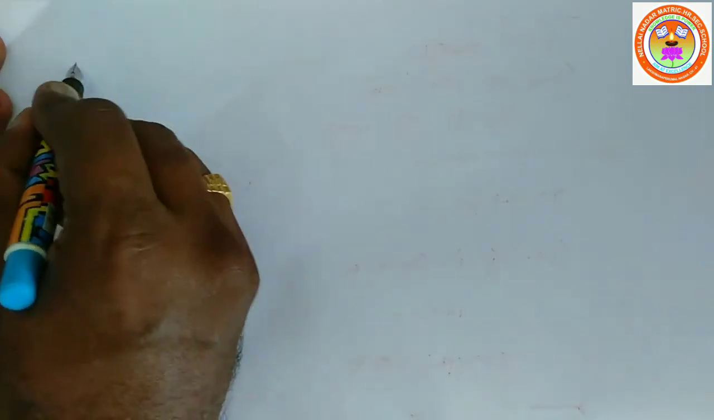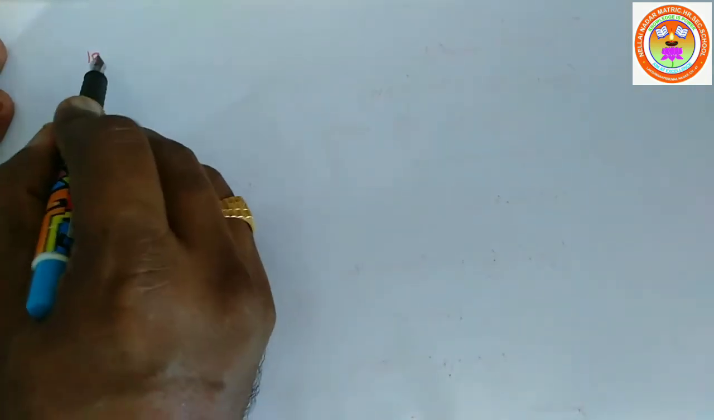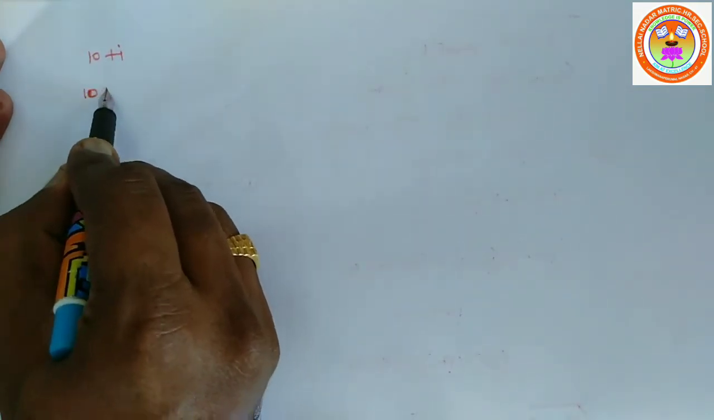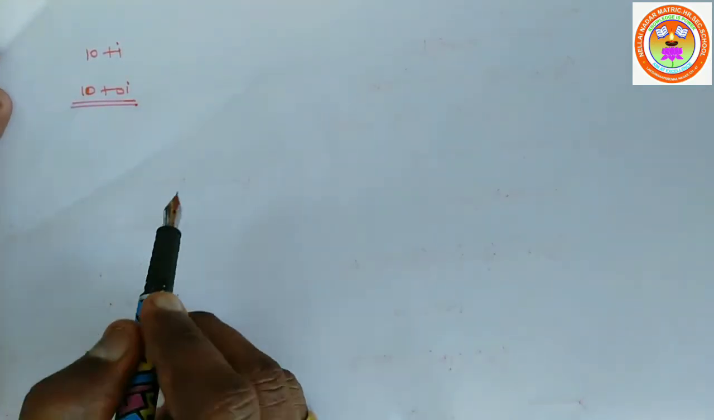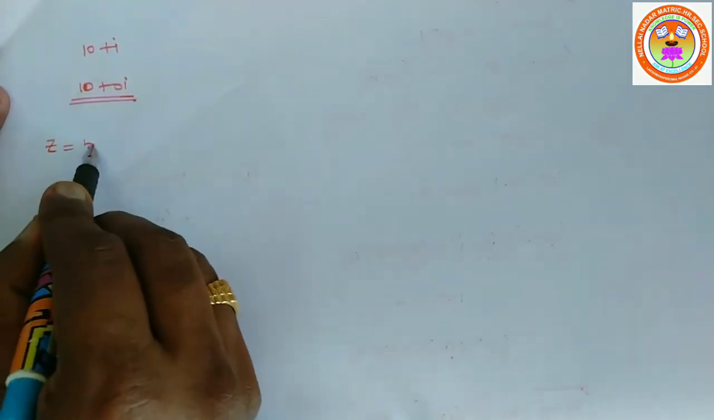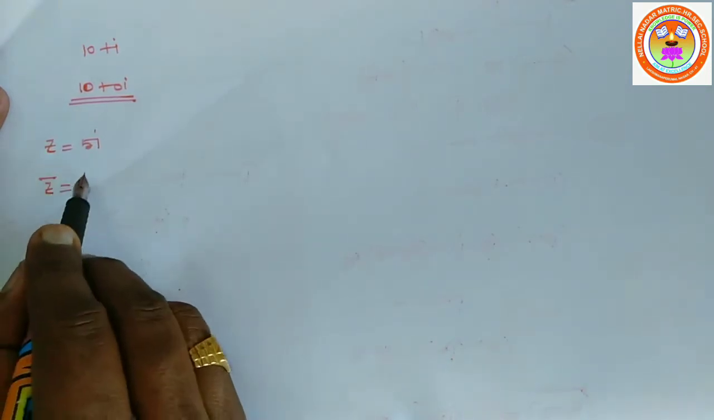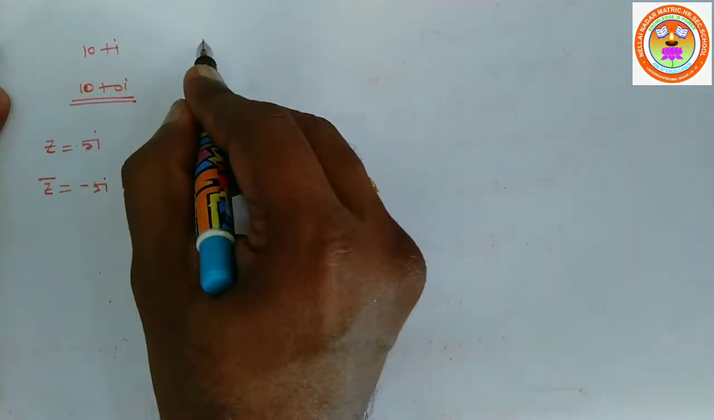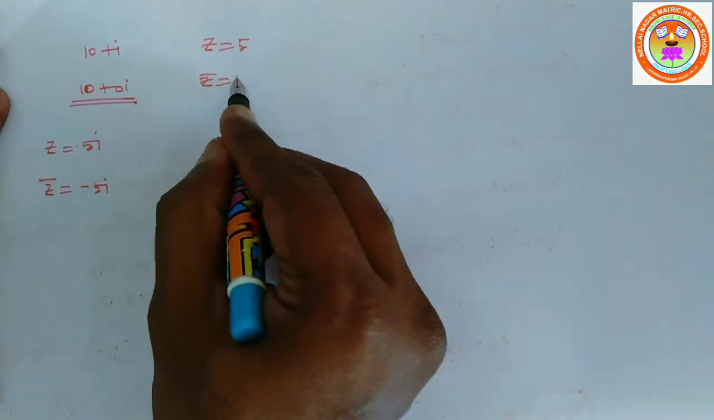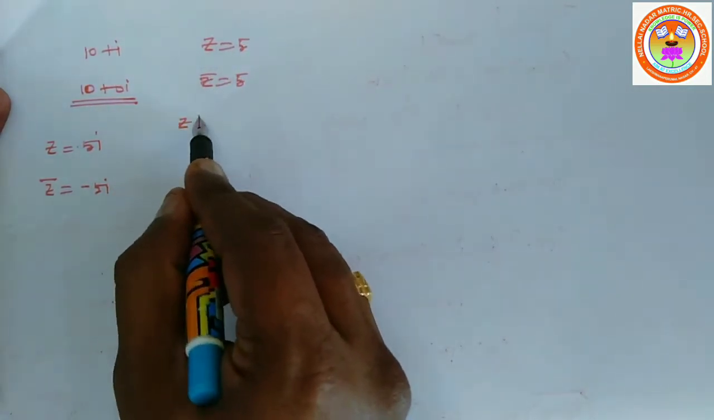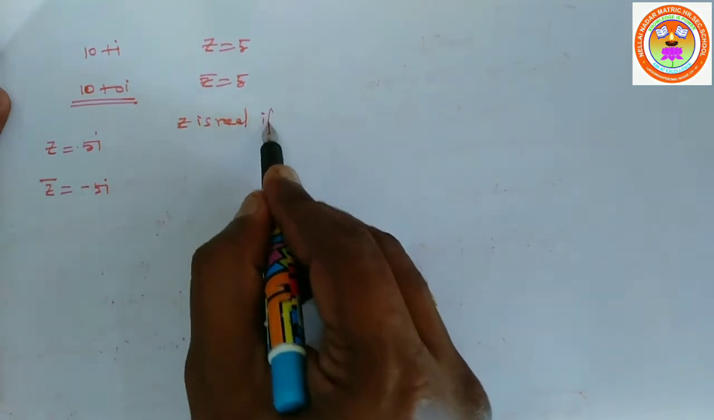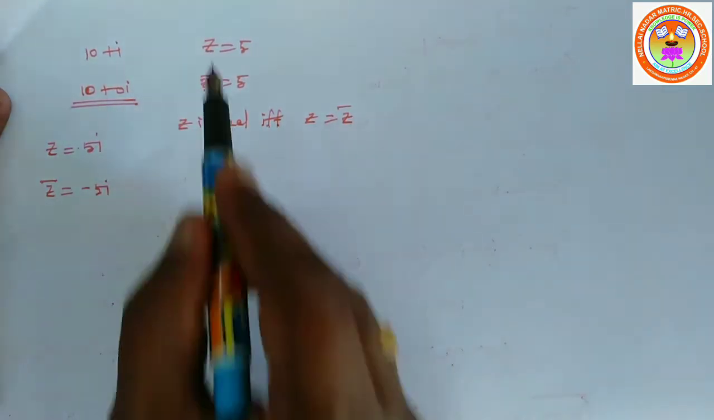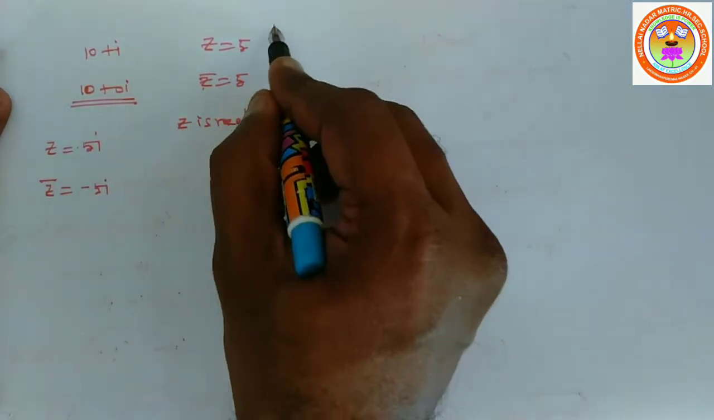Another thing I told is that 10 is also a complex number, and 10 plus i is also a complex number. 10 I can write as 10 plus 0i. This is also a complex number. For example, Z is equal to 5i. What will be Z bar? This is plus i, so I need to write minus 5i. Now we saw if Z is 5, Z bar is equal to 5. Therefore, Z is real if and only if Z is equal to Z bar. Both are 5. This is only real.